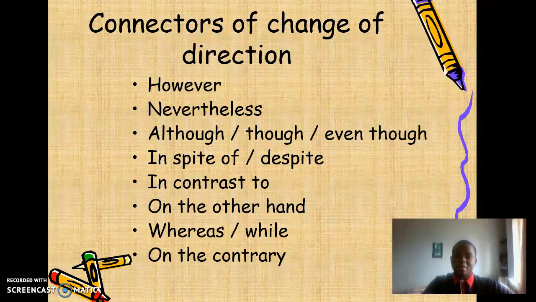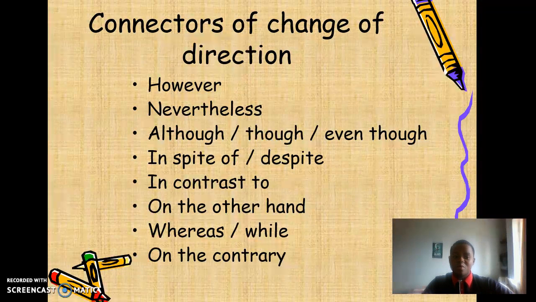And again, we have connectors of change of direction. That's why we have however, nevertheless, although, though, even though, in spite of, despite, in contrast to. On the other hand, this is where you are now changing direction or changing your mood, a sudden change of mood.